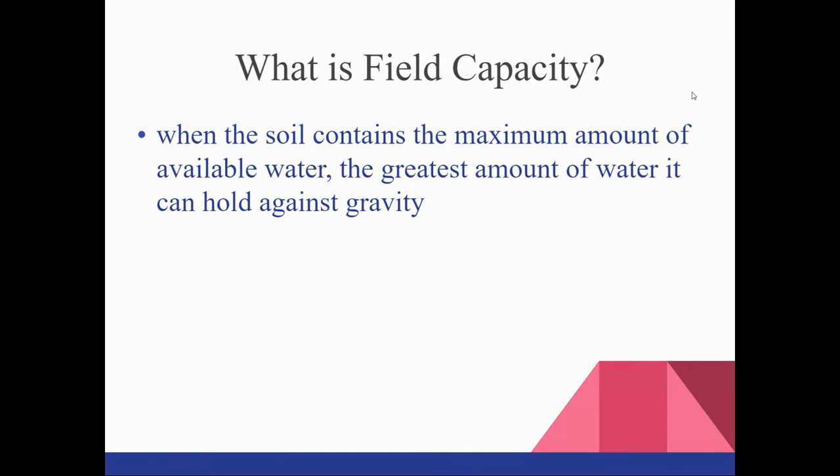So, what is field capacity? Field capacity is when the soil contains a maximum amount of available water, the greatest amount of water it can hold against gravity. This is important to know because different types of soil have a different field capacity. It can be too much, and this is when we see standing water. We call it the ground becoming saturated, which is what we've been experiencing here recently. And it can be too little, really dry, not enough water in the fields.